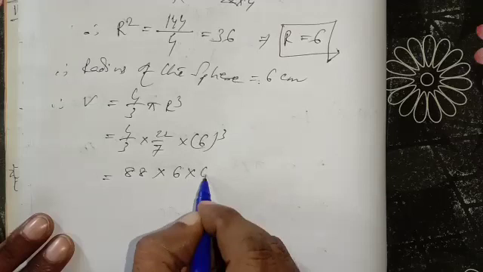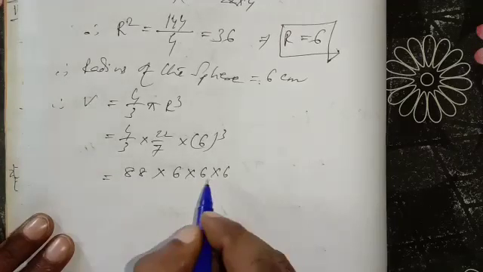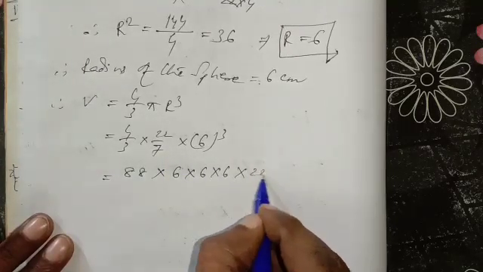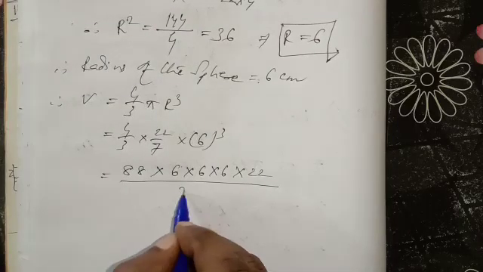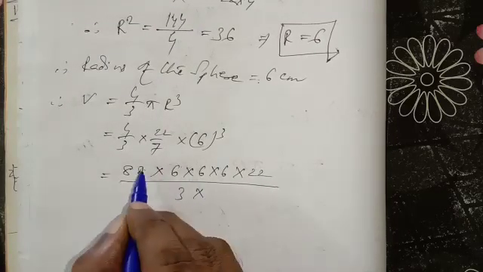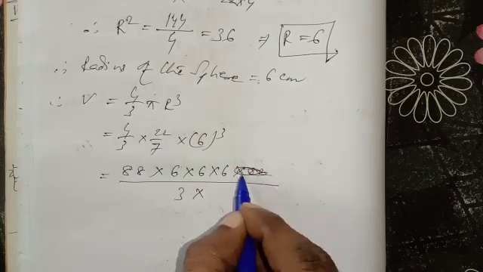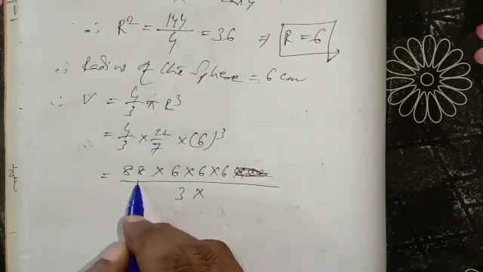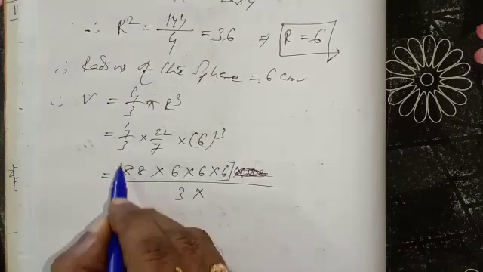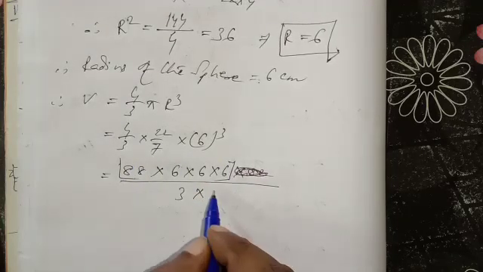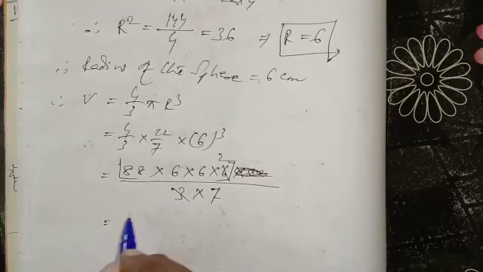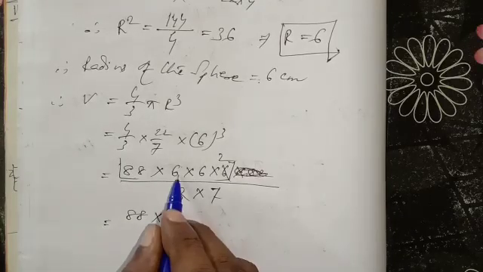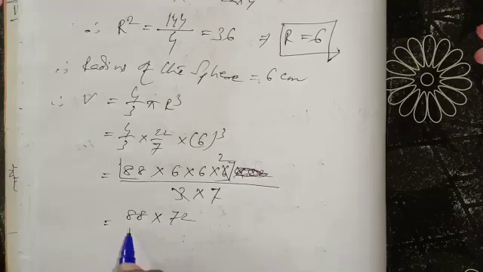36 you have to write, and 22 already multiplied. 22 fours is 88, already written here. Okay. And here 3 into 7. 1 3 will be cancelled here. How much are we getting? That means 88 into 36 to the 72 by 7.